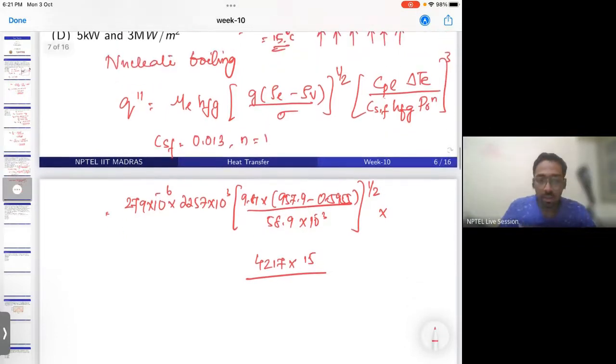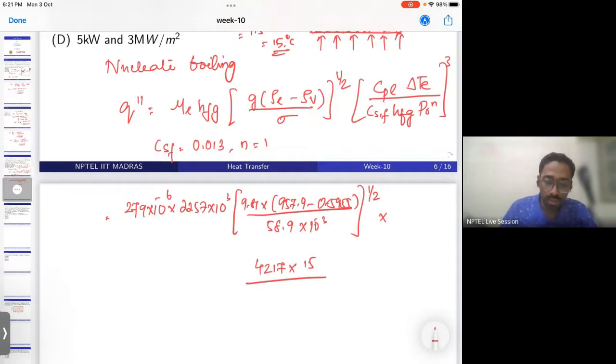So usually most probably these values will be given. Otherwise, the values of CSF and N are given in the heat transfer textbooks, like Cengel and Incropera, for different types of surfaces, and they depend upon the surface and liquid interaction combination. So for example, for a polished surface this will be different, for a rough surface this will be different, and for a material like stainless steel, this will be different.